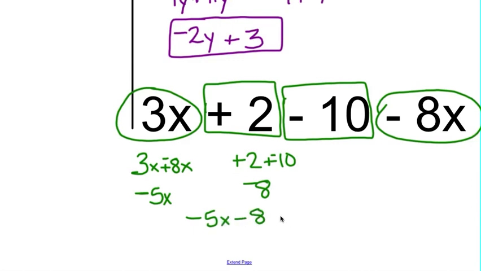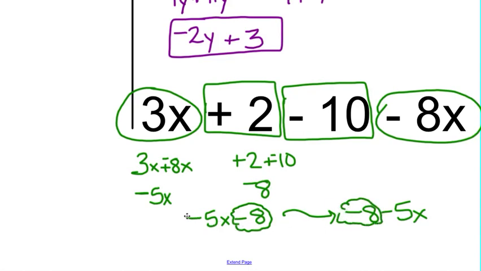minus 8. Side note, if you happen to solve this and you did it in a different order and you got negative 8 minus 5x, that's the exact same answer. That is just fine. It's in a different order, but it's going to give you the same result. Negative 8 and negative 8 go together, and negative 5x and negative 5x go together. So that would be acceptable for that.